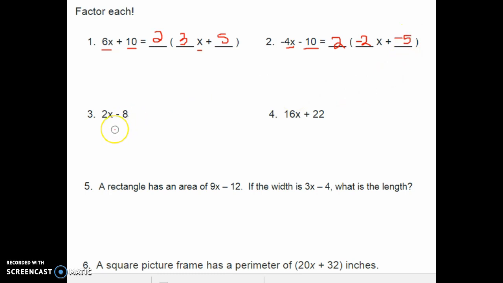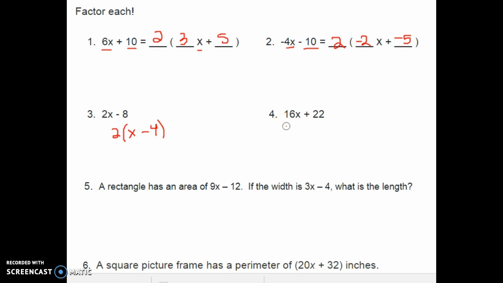Now we have to kind of make our own here. 2x and negative 8. They're both even. I could probably pull out a 2. Do they both have the same variable? Nope. 2 times what is 2x? Well, just x. 2 times what is negative 8? Negative 4. Done.